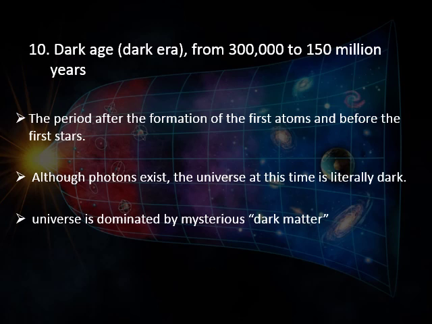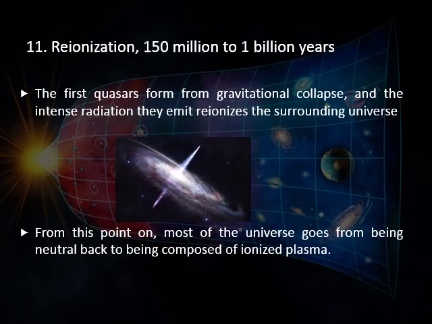So the 10th stage is the dark age, from 300,000 to 150 million years, the period after the formation of the first atoms and before the first stars. Although photons exist, the universe at this time is literally dark. The universe is dominated by mysterious dark matter.